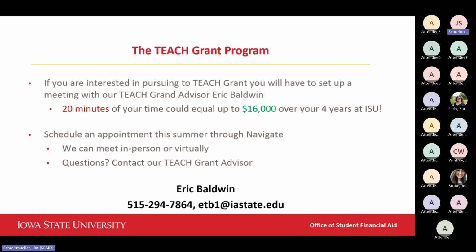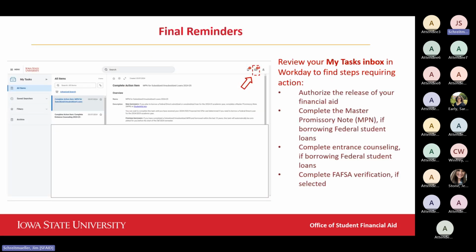If you're interested in pursuing the Teach Grant, you'll have to set up a meeting with our Teach Grant advisor, Eric Baldwin. Basically 20 minutes of your time could equal up to $16,000 over 4 years at Iowa State. You'll want to schedule an appointment this summer through Navigate or by calling our office. You can meet Eric in person or virtually. And if you have any questions, you can always contact him at 515-294-7864, or probably better yet at email etb1@iastate.edu.